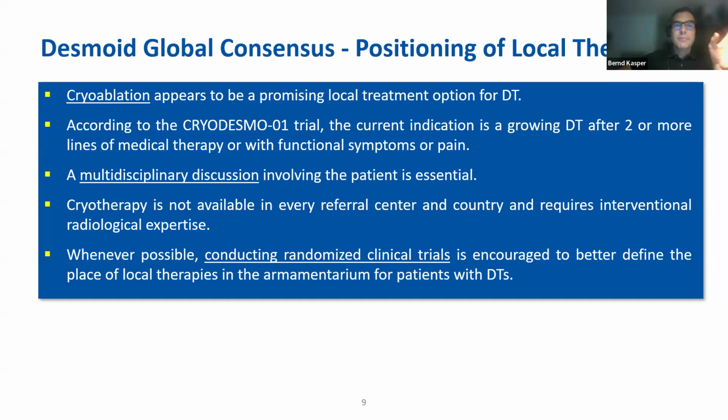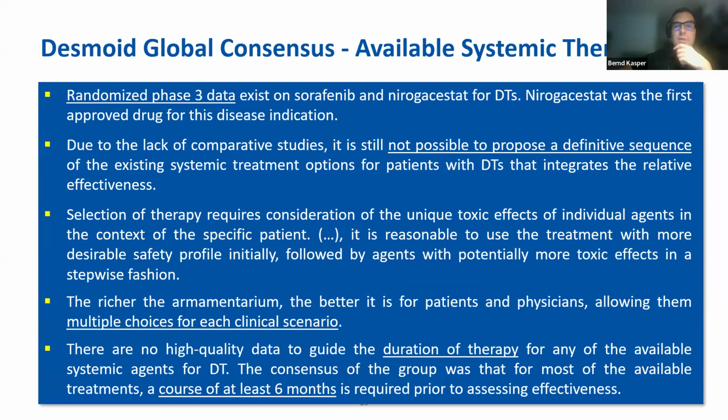and randomized trials are, of course, encouraged. When we go to the next slide, this is the slide focusing on the systemic therapies. Actually, I started my talk speaking about the phase 3 studies. I mean, a phase 3 study is actually the highest level of evidence. When you really perform a study, these are usually or very often placebo-controlled trials, and that was also the case in these two trials. And we only have these randomized phase 3 data for two compounds for desmoids, that is sorafenib, and most recently the gamma secretase inhibitor nirogacestat.